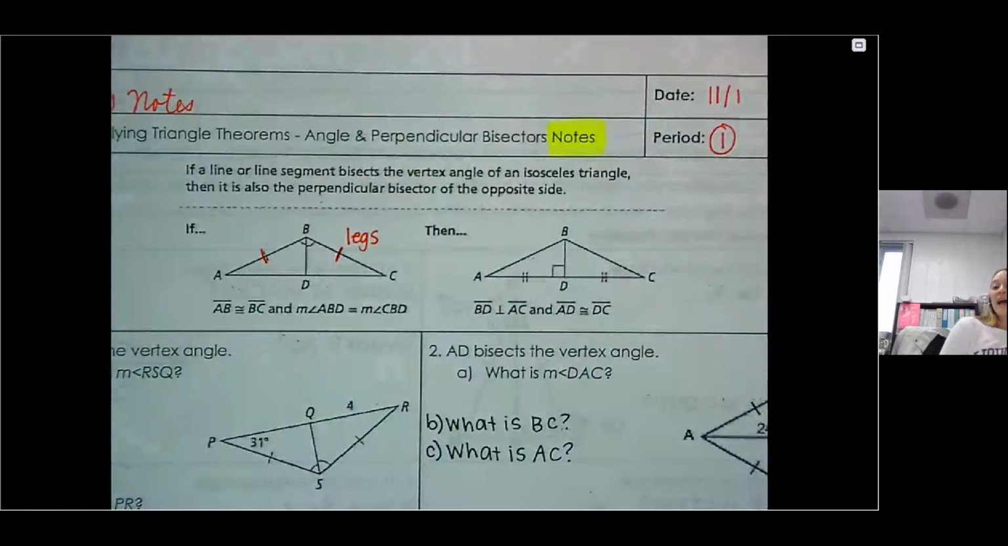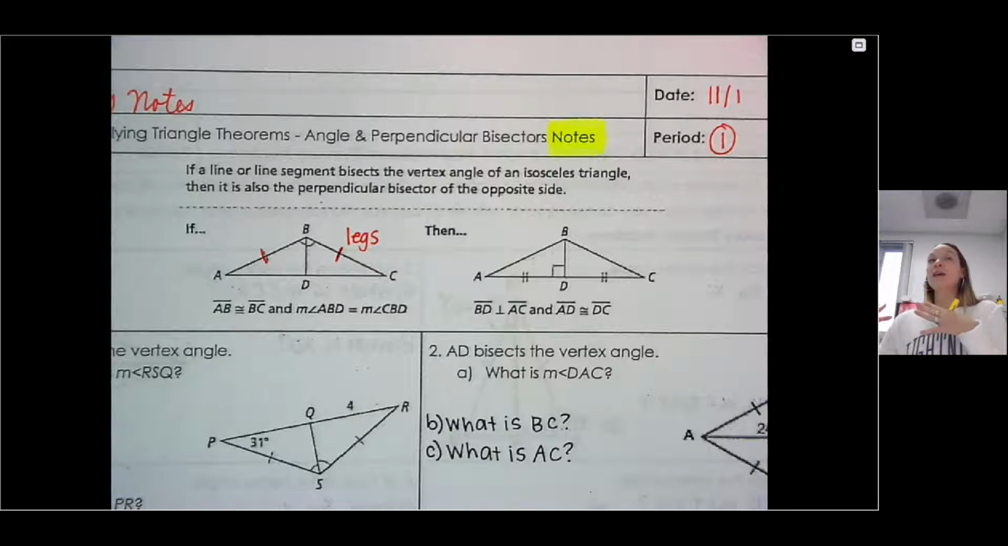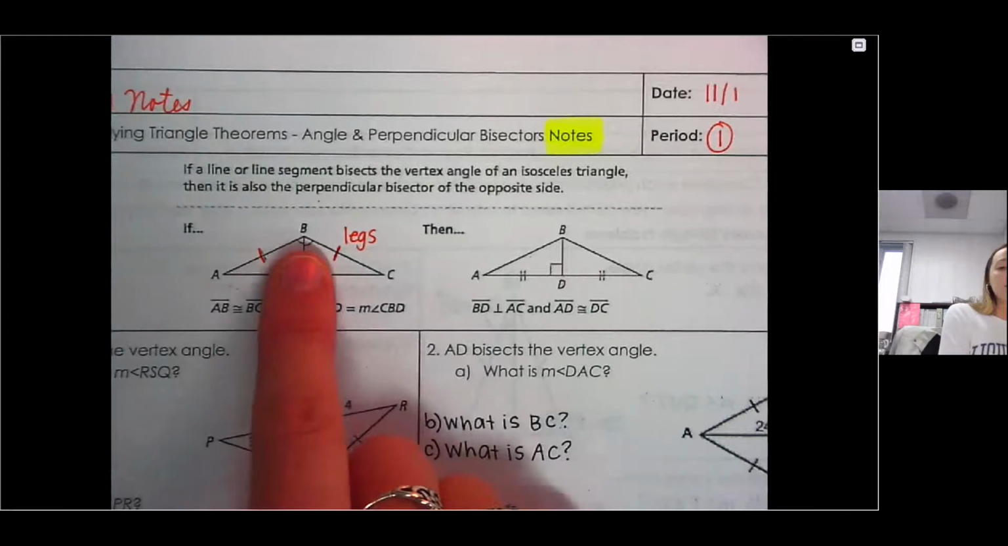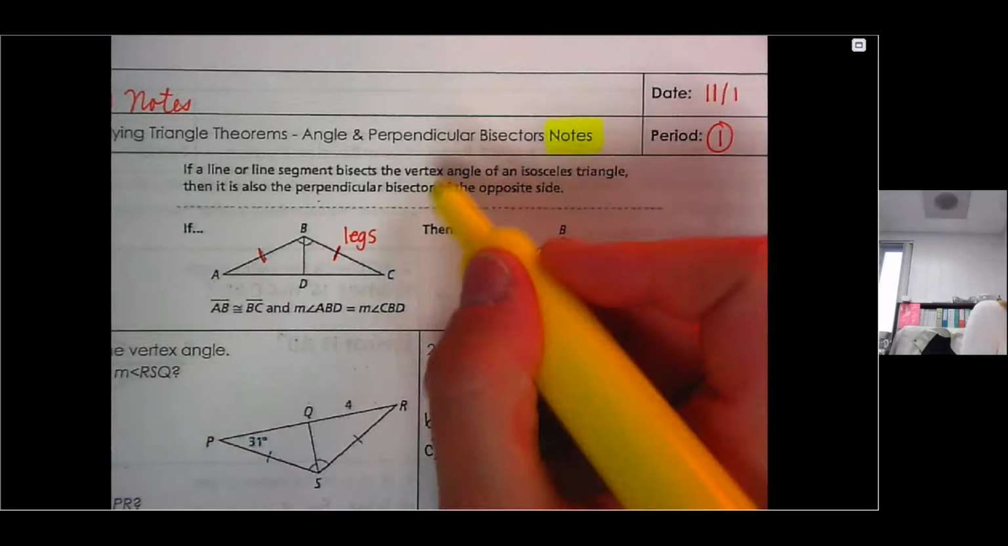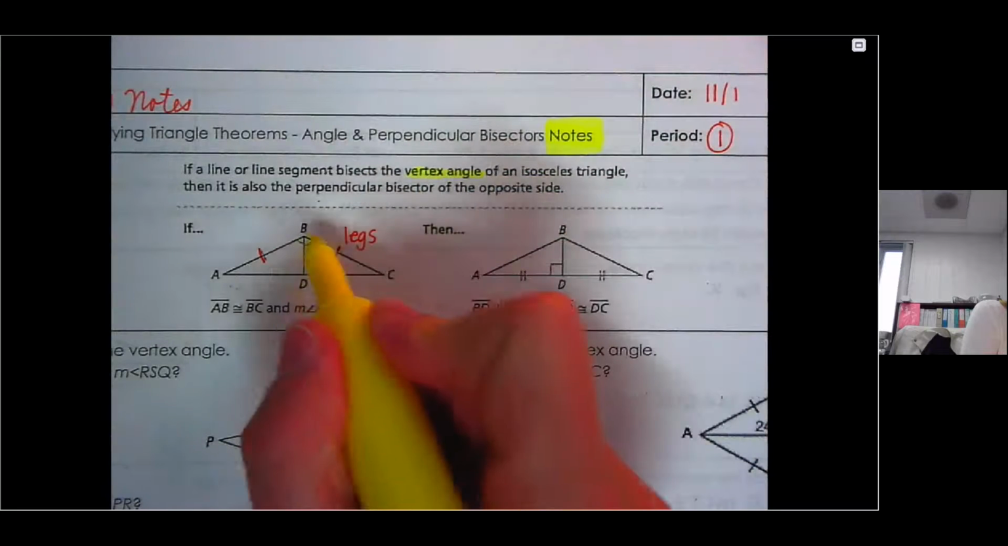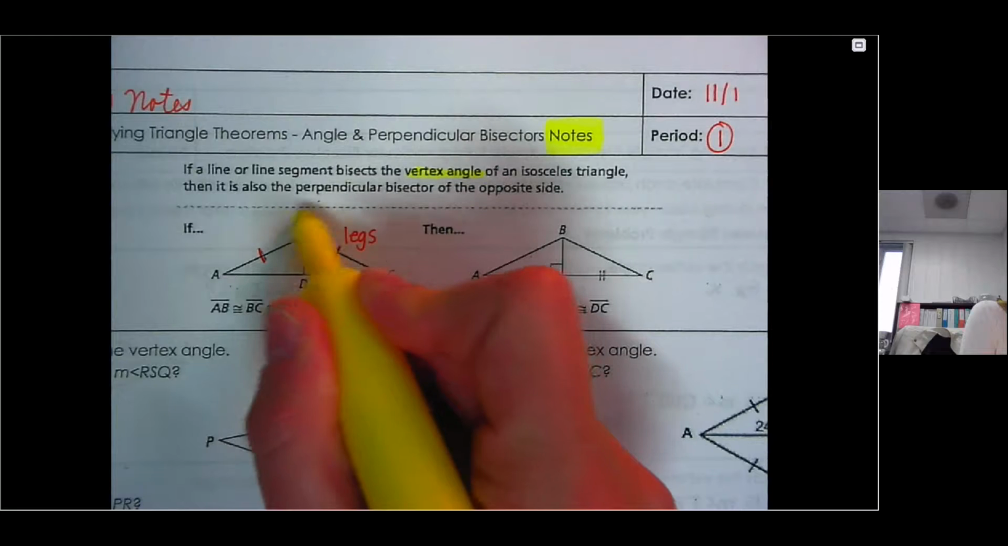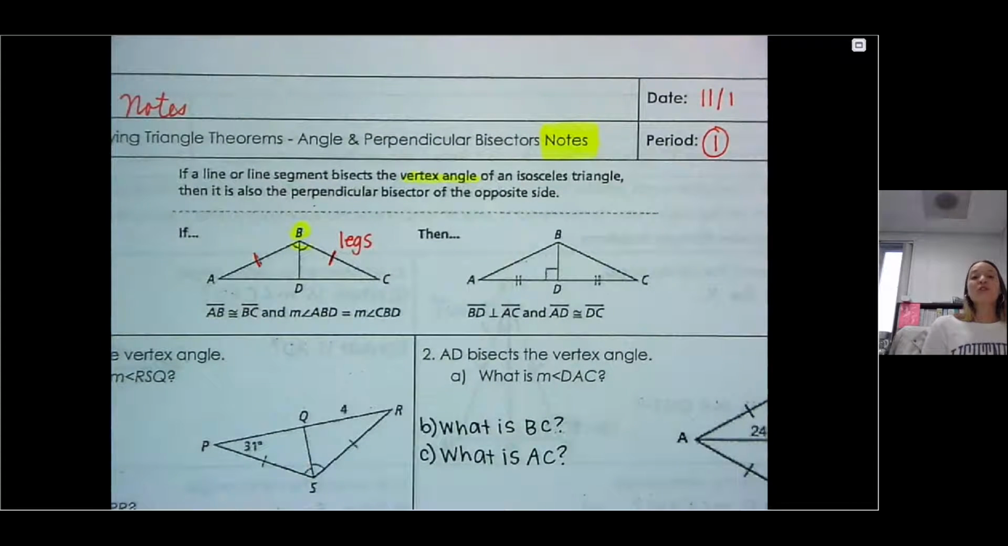So if I have a segment that goes straight through the vertex angle, and remember the vertex angle is the angle that's different than the base angles, right? So my vertex angle in this picture is angle B. So I'm going to highlight the word vertex angle. I'm going to highlight my angle B right here. That's my vertex angle.